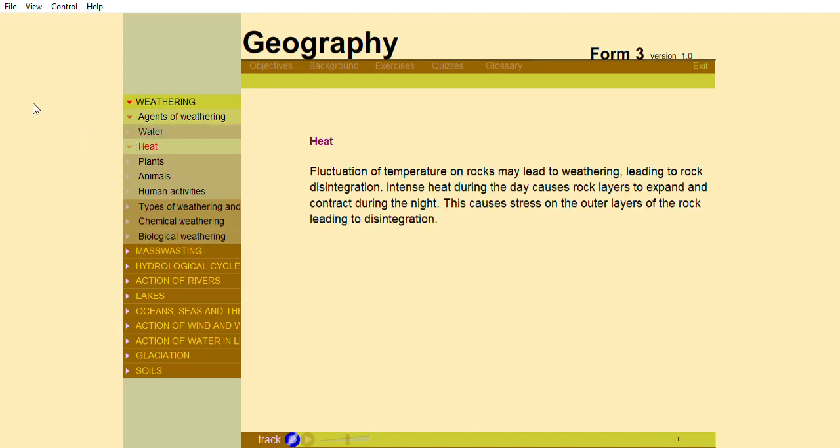Heat. Fluctuation of temperature on rocks may lead to weathering, leading to block disintegration. Intense heat during the day causes the outer rock layers to expand and contract during the night. This causes stress on the rock, leading to disintegration.